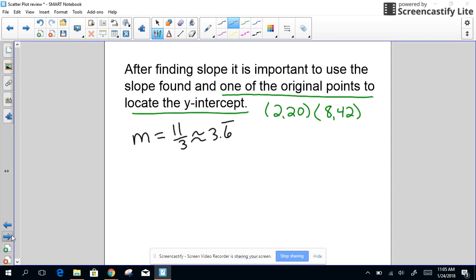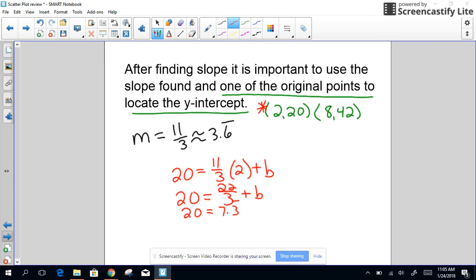So I'll continue by plugging in what I know. I'll use this point here that I marked with a star, (2, 20), and I will have 20 is equal to 11 thirds times 2 plus b. I'm now going to solve to find b, or my y-intercept. Multiplying, I would have 20 is equal to 22 thirds plus b. I can write that as a decimal of 7.3 repeating. And I can subtract that off and find that b approximately is going to be 12.6 repeating.